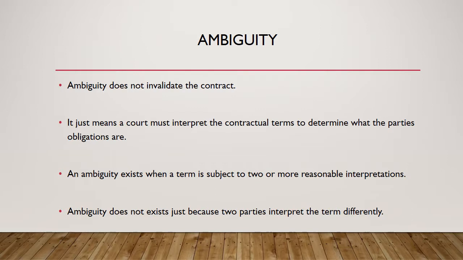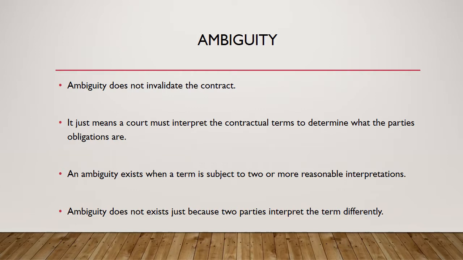It's important to note, though, that ambiguity doesn't exist just because the two parties each proffer a different interpretation of that term or clause. So if the painter and the homeowner each interpret the provision of their contract differently, that doesn't mean that the provision is ambiguous, because that's what always happens: the parties always disagree over the critical term of their dispute. That doesn't mean that that term, though, is ambiguous.